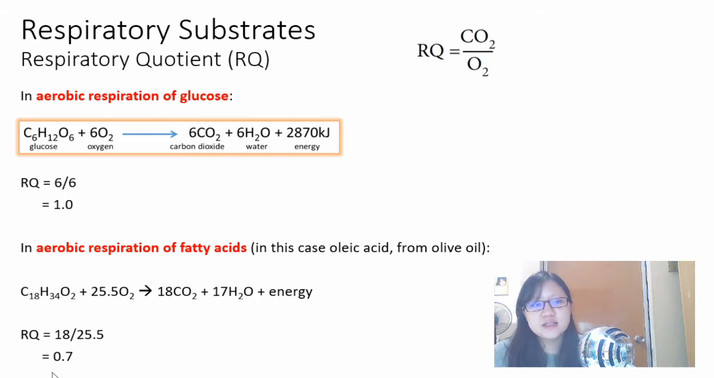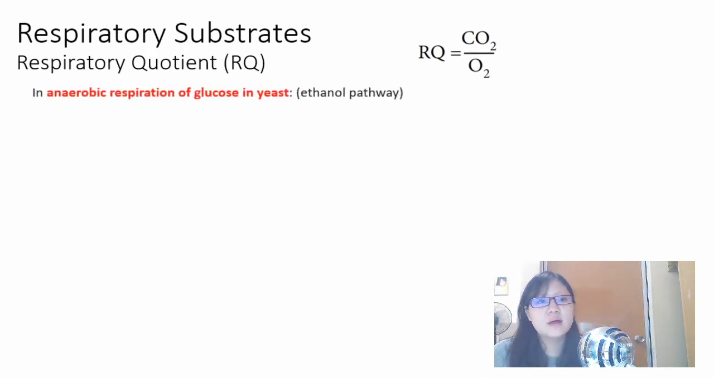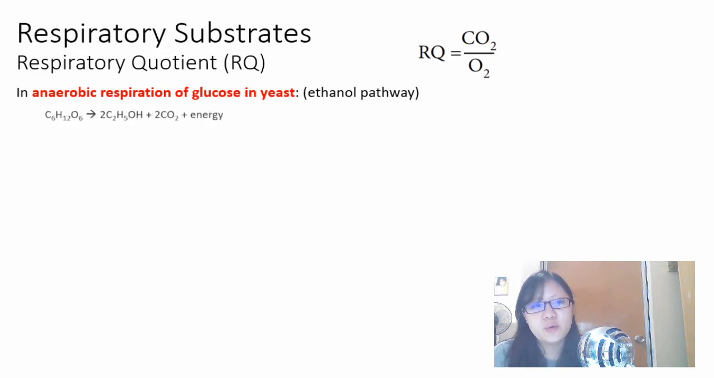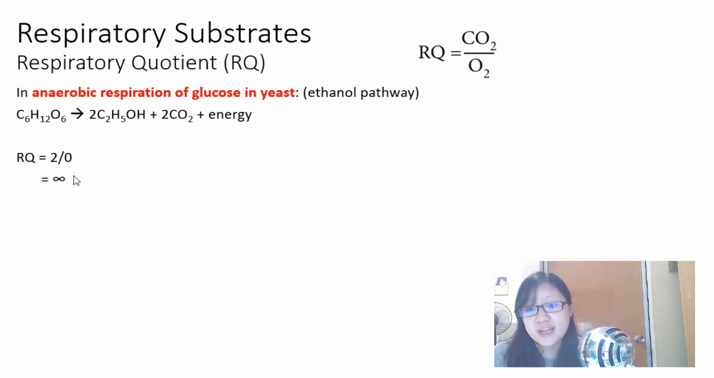Now, this RQ level is different from the aerobic respiration of glucose. It is slightly lower. So keep that in the back of your head first. Let's do a few more theoretical values. In the anaerobic respiration of glucose in yeast, so the ethanol pathway, we have this equation, right? Glucose is used, and that's converted into ethanol and carbon dioxide. There's no oxygen being used here, but there's 2 carbon dioxide being produced. The RQ that we expect would be 2 over 0, which is infinity.